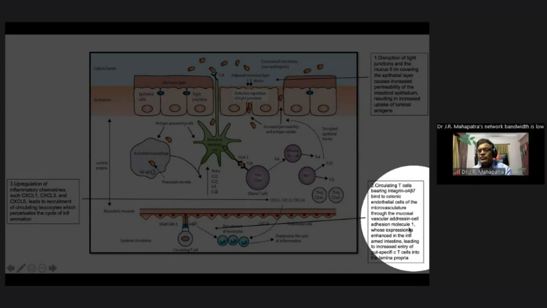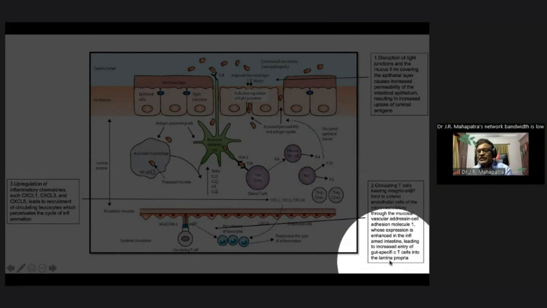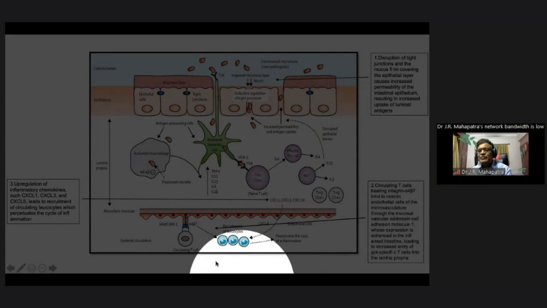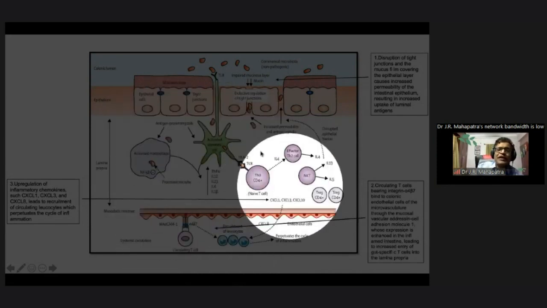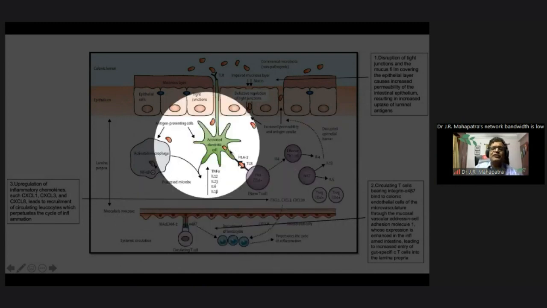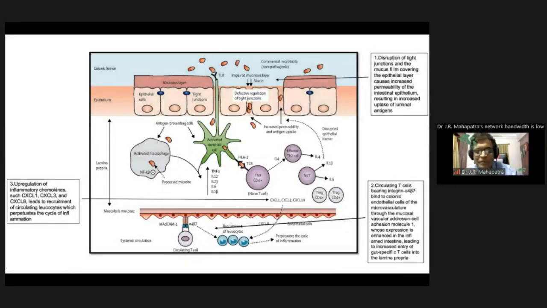Addressing cell adhesion molecule 1, whose expression is enhanced in the inflamed intestine, leading to increased entry of gut-specific T cells into the lamina propria. So from the endothelium, these lymphocytes go into the lamina propria, causing further inflammation. If someone can prevent this trafficking of the lymphocytes, then that will be useful in patients with ulcerative colitis.